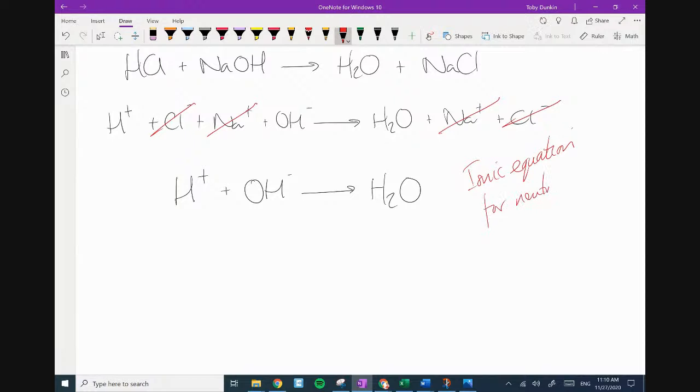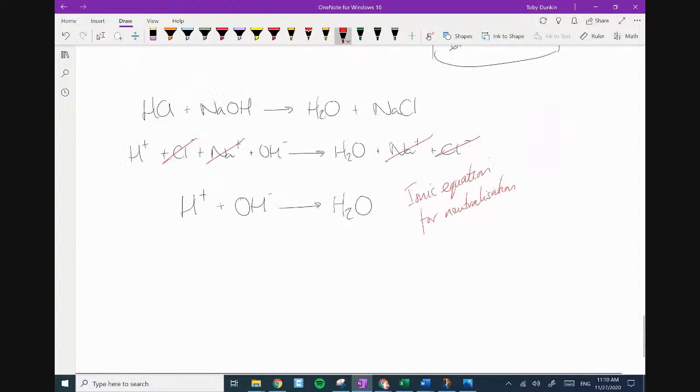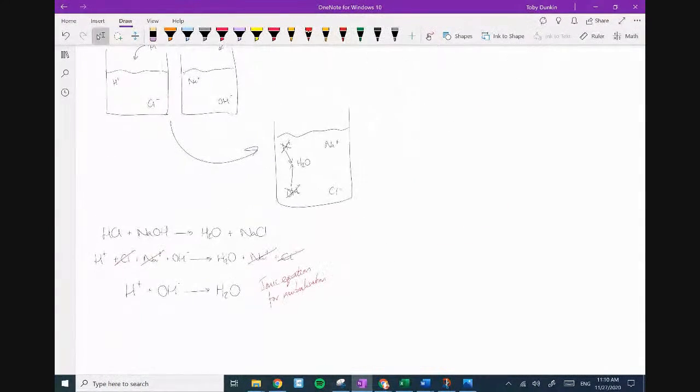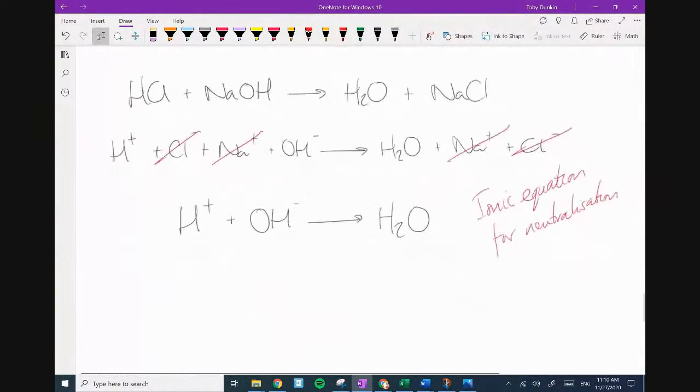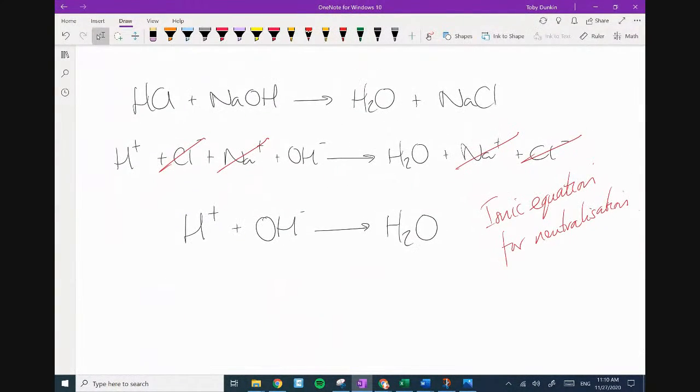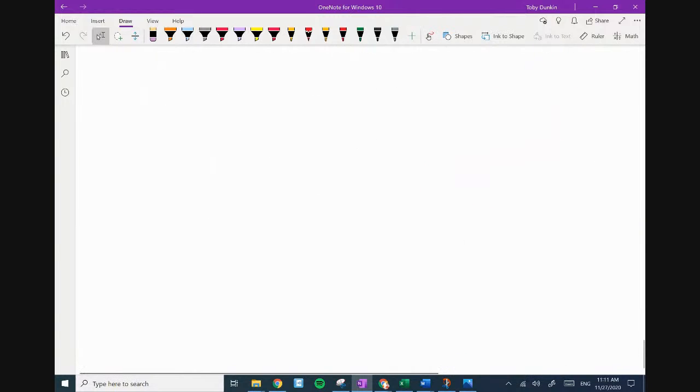Let's try something else. And what you realize is, by the way, guys, the answer to these questions is in the state symbols. Yeah, if you see aqueous, you can divide it into its ions and then decide whether or not they cancel out. Let me show you another one.